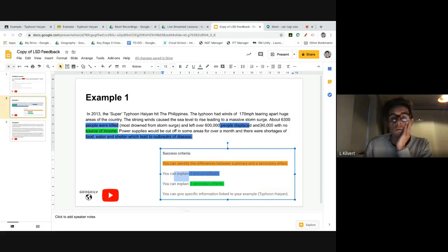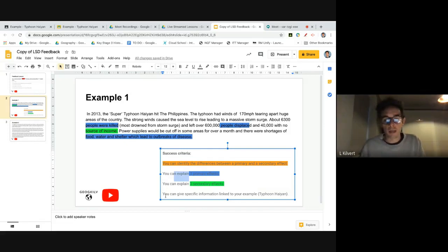So for example, if we look at this one here, it said it left over 600,000 people displaced and over 40,000 people with no source of income. Well, if you said 40,000 people with no source of income, as a consequence of living near the coast, it meant that they were reliant upon fishing, which means that boats were destroyed, and because it's an LIC, it's difficult to be able to rebuild its infrastructure or its economy. Then that would make that a far more complicated and complex answer.